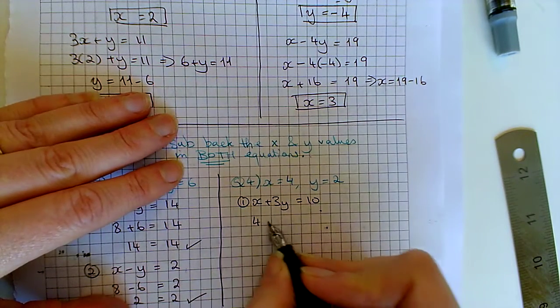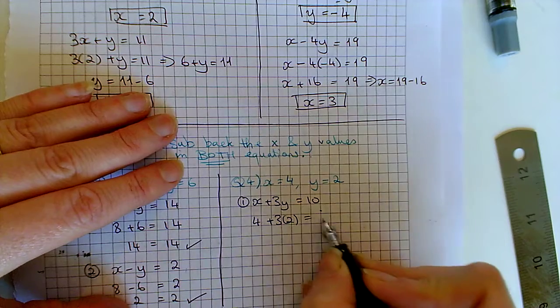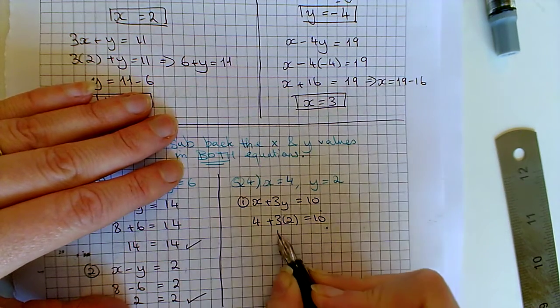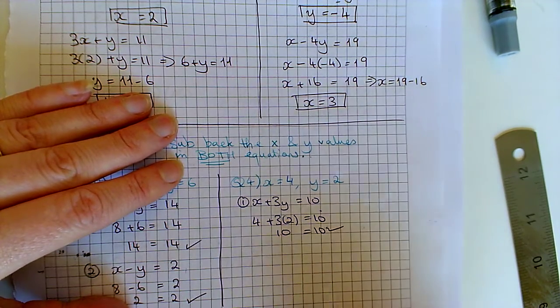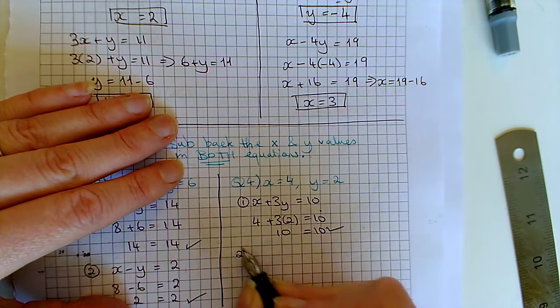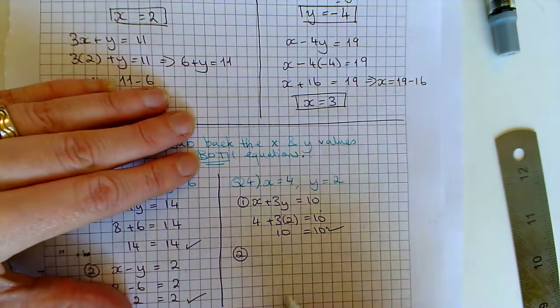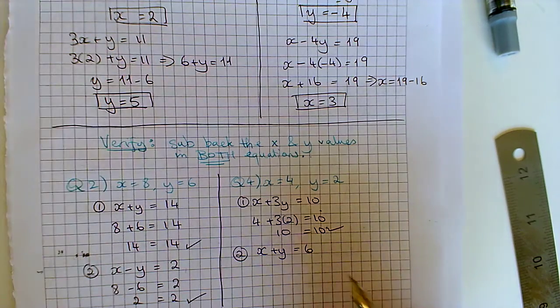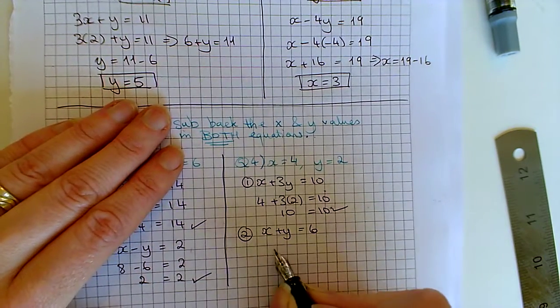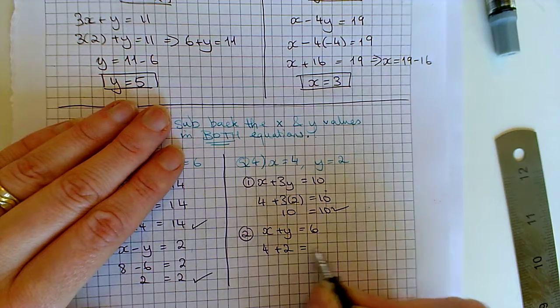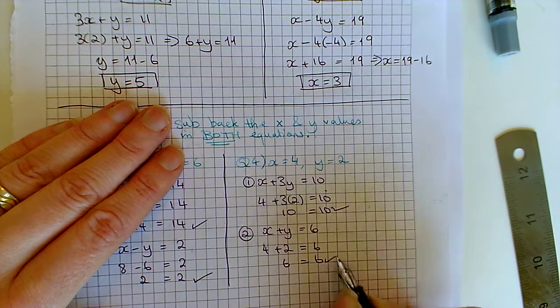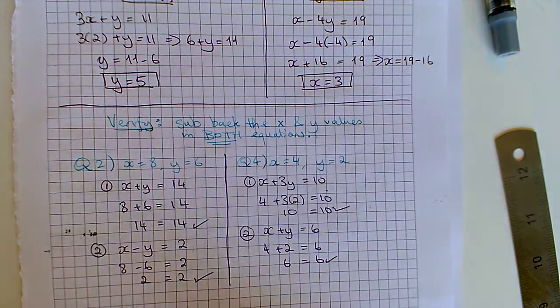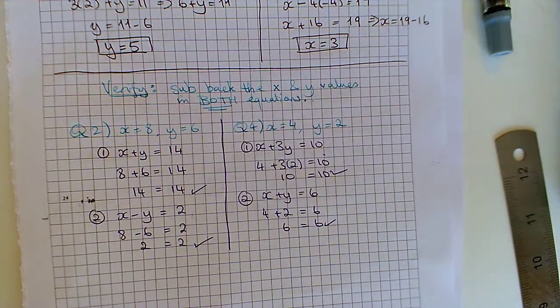So is 4 plus 3 times 2 equal to 10? It is. That's 4 plus 6. So the first equation is correct. It's verified. Check my second one. Is x plus y equal to 6? It's pretty obvious there, I think. 4 plus 2 is indeed equal to 6. So I verified it.